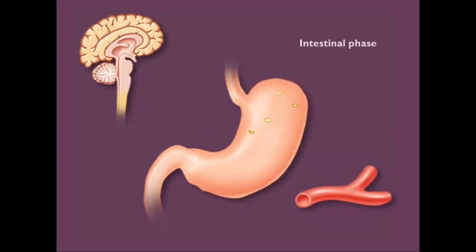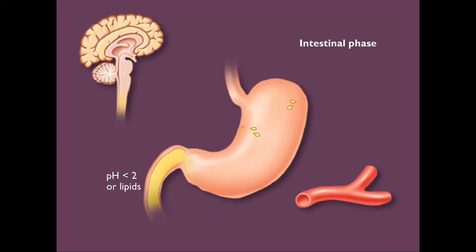In the intestinal phase of gastric secretion, chyme has entered the duodenum, so gastric secretion is no longer needed. When the chyme contains lipids from the digestion of fats or contains enough hydrochloric acid to bring its pH below 2, gastric secretion is inhibited.